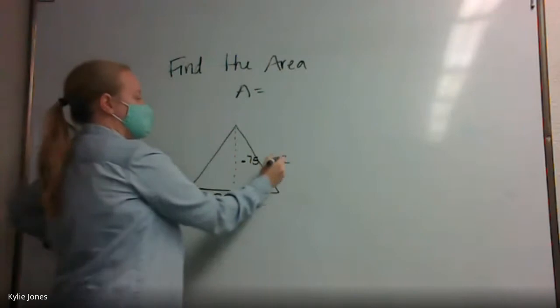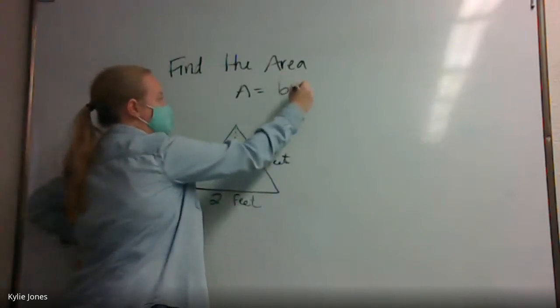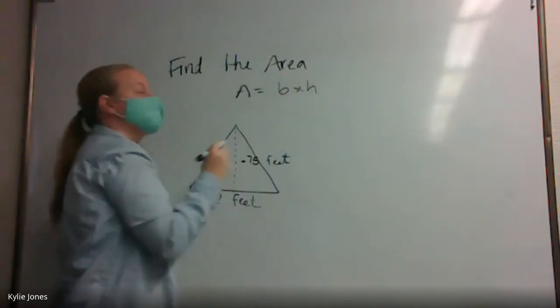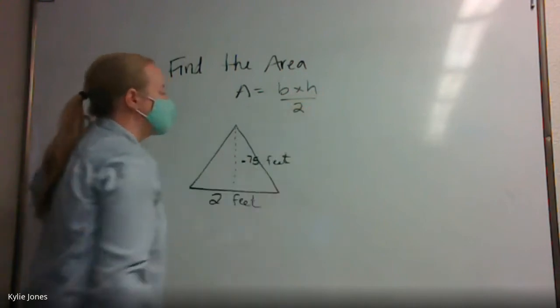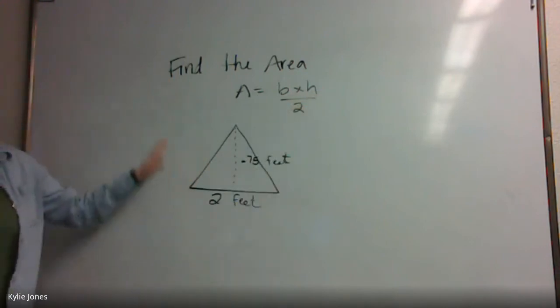How do you find the area of a triangle? What are you gonna do? You have to do base times height, divided by 2. Good. So let's go ahead and take about 2 minutes to work on this problem.